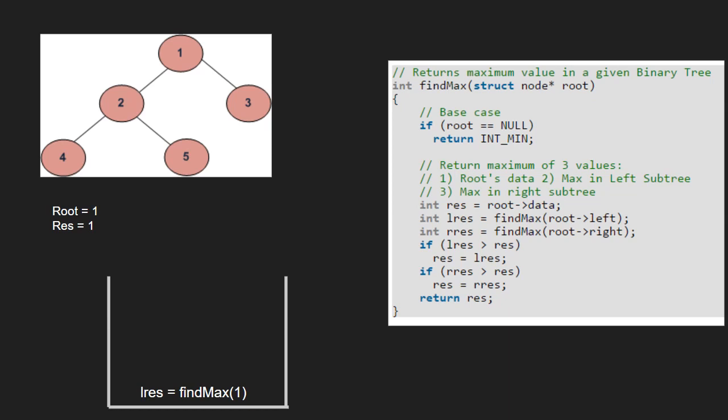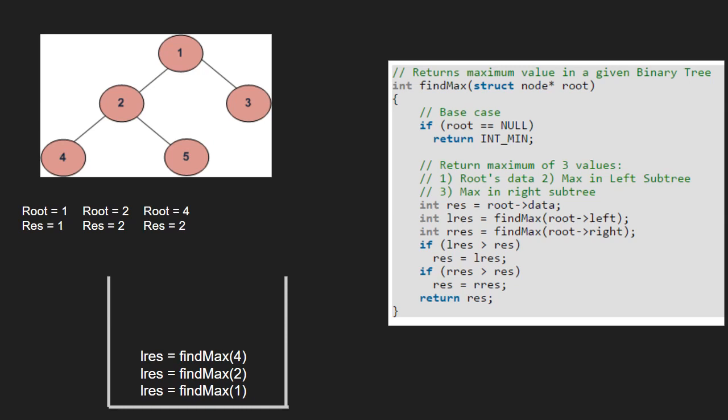We pass the left child of node 1, which is 2, into the call stack. We check if root is null. Since it is not, we store root's data into res. So, res will be equal to 2. Now, we pass the left child of 2, which is 4, into the call stack. So, root will point to 4.